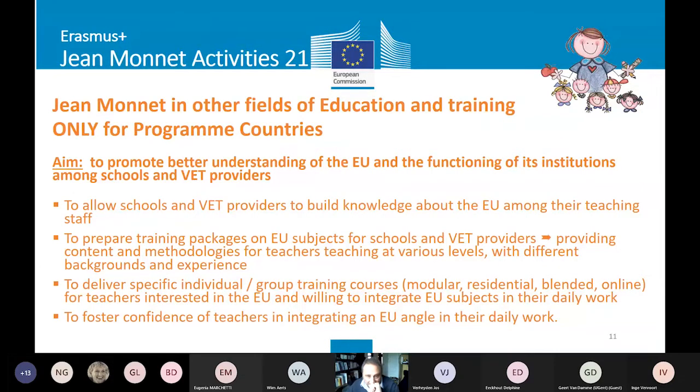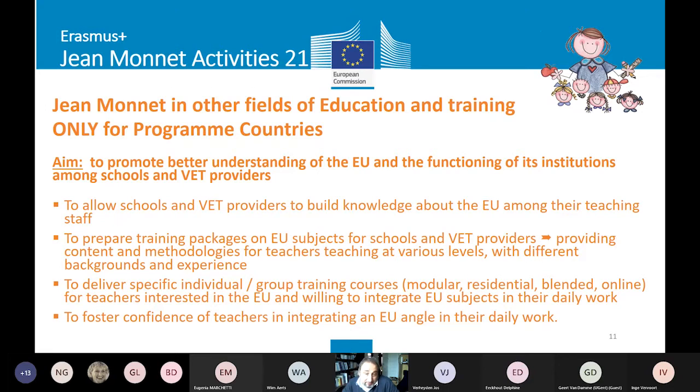Okay, so we enter the two new activities that have been built for this new MFF. The idea is to promote EU activities and what the EU finally does for civil society and for citizens, because we have noted that in schools this is not very often delivered in the teaching courses in general.